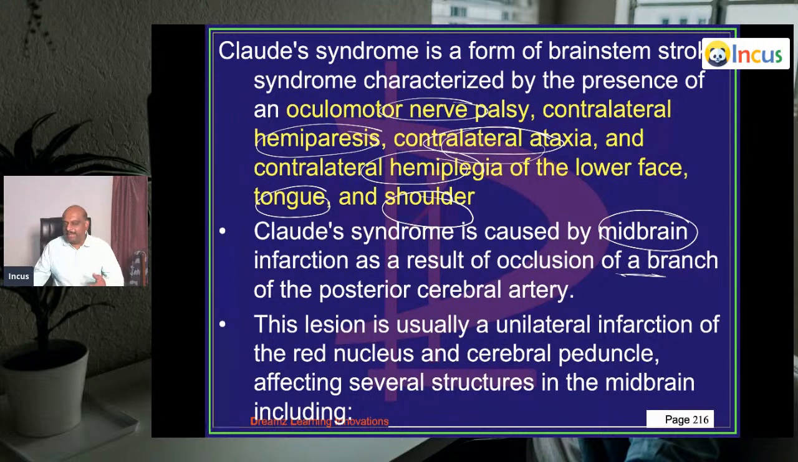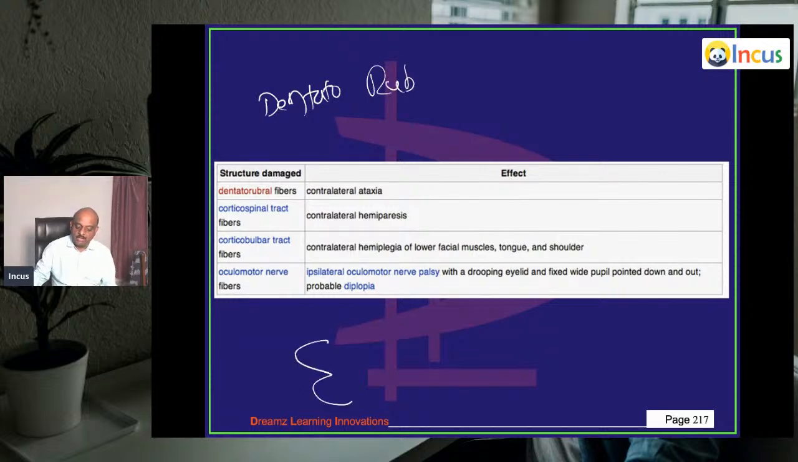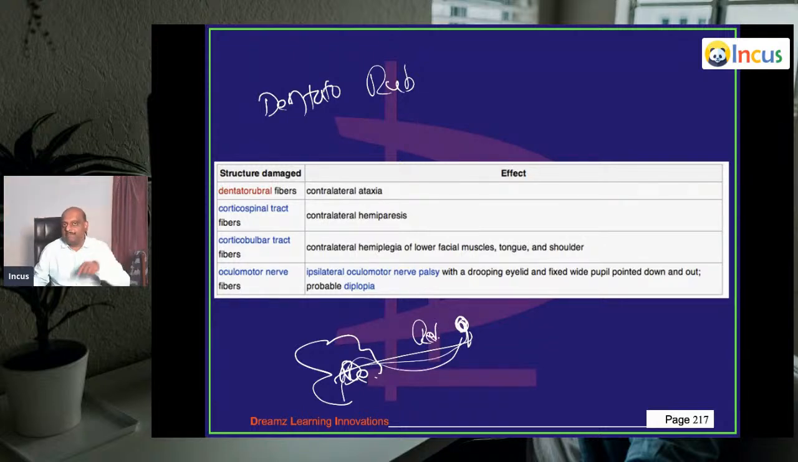And why do you get ataxia? Because there is an infarction of red nucleus, cerebral peduncle, etc. So it is the dentatorubral fibers. In the cerebellum, you are having the dentate nucleus, and the red nucleus near the midbrain, they both are connected by dentatorubral fibers.